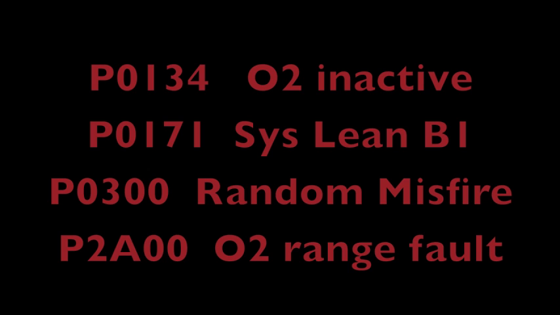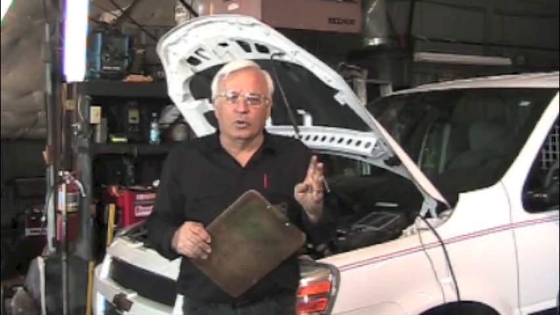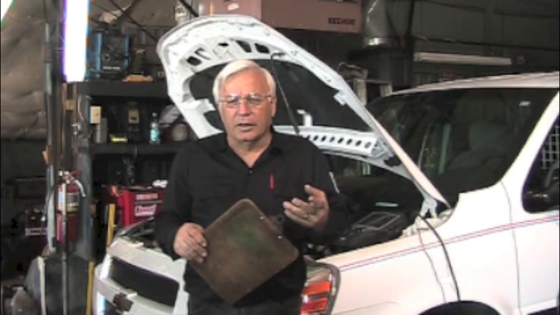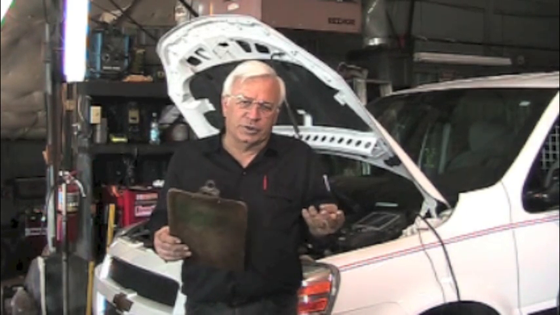Now the codes that we had were P0134, oxygen sensor circuit inactive, bank 1; P0171, bank 1 system lean; P0300, random misfire; and the last code was a P2A00, O2 sensor range performance problem. So we got 4 codes. 2 of them are oxygen sensor related, 1 is a random misfire, and the 4th one is a lean situation.